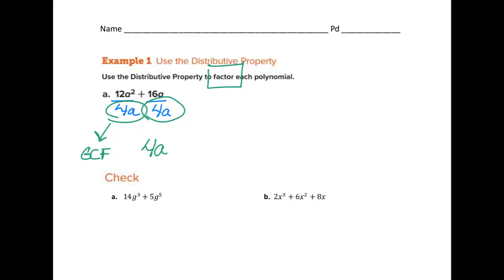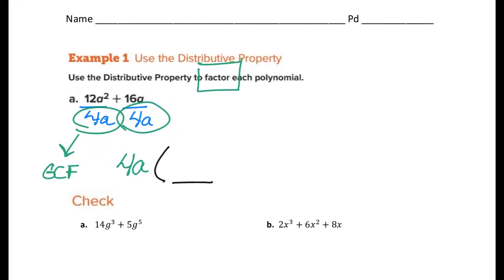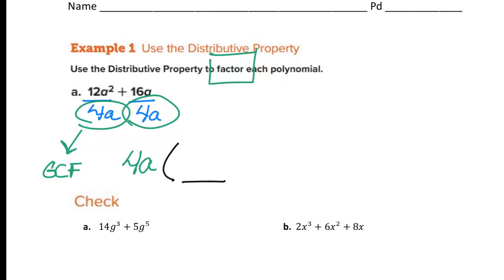Okay? And then you're going to put a parentheses. Because we want to see when I take 12a squared divided by 4a, what am I going to get? So you look at it and you say, what is 12 divided by 4? 3. And what is a squared divided by a? Well, think about it. You had two a's, a times a, that's what a squared means, and you divide by one of those a's. So how many a's do you have left? 1, so that is a to the first. Or you could just write a.